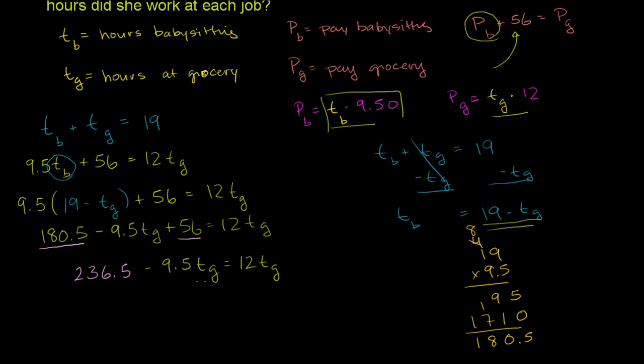Now, we can add 9.5 times the time at the grocery to both sides of this equation. The left-hand side cancels out, and we just have 236.5 is equal to 12 plus 9.5, which is 21.5. It's equal to 21.5 times the time she spent at the grocery.